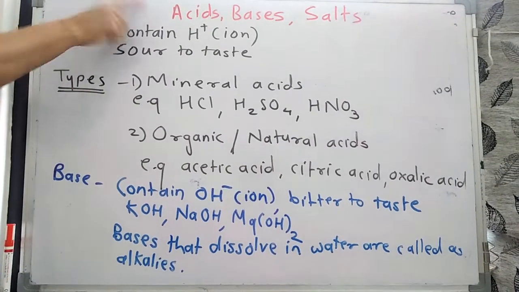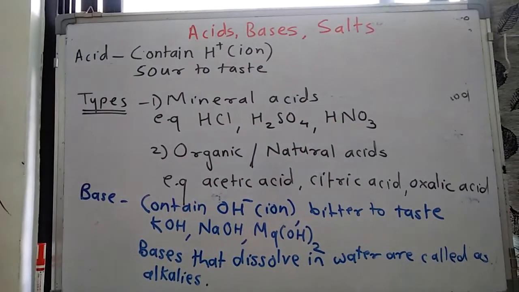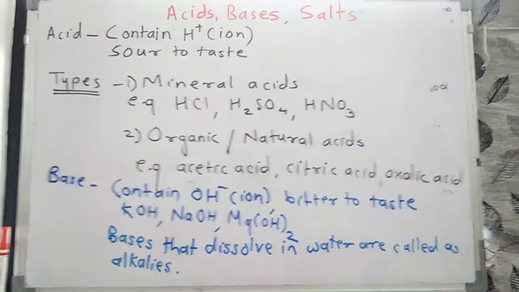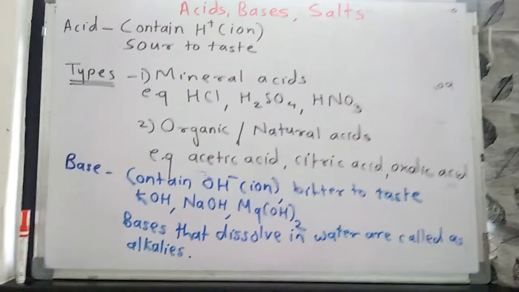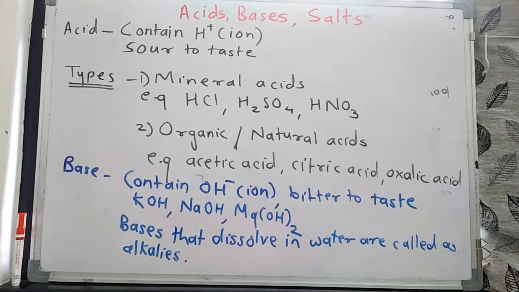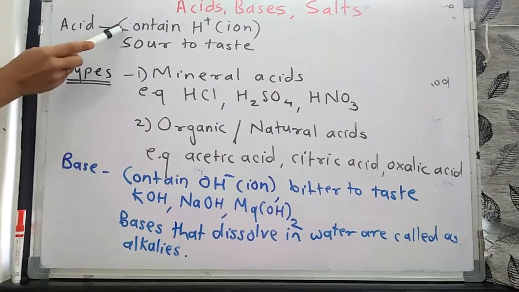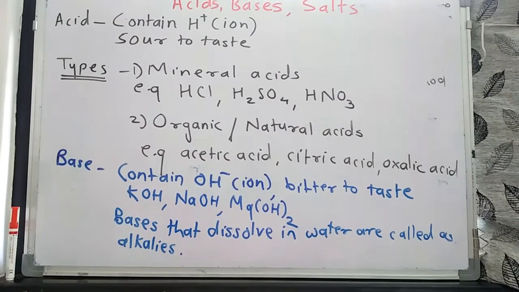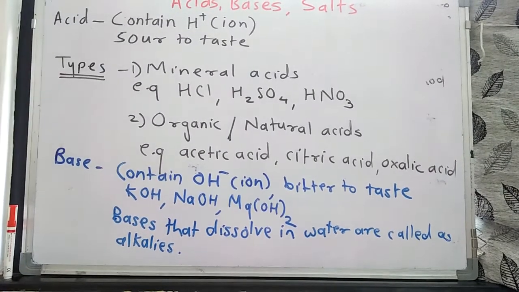Now we are going to start the second lesson of chemistry: acids, bases and salts. We have to study acids, bases, salts and their chemical reactions. So, some basic information. Acid: which substances are called acids? Substances which contain H+ ions are called acids, and acids are generally sour to taste.